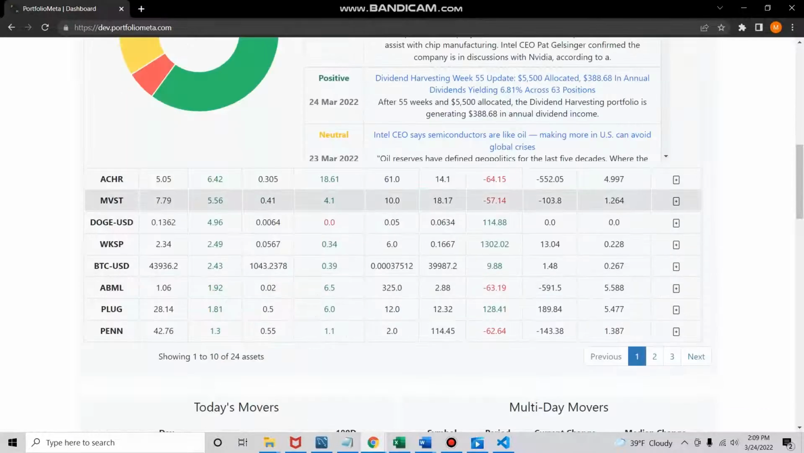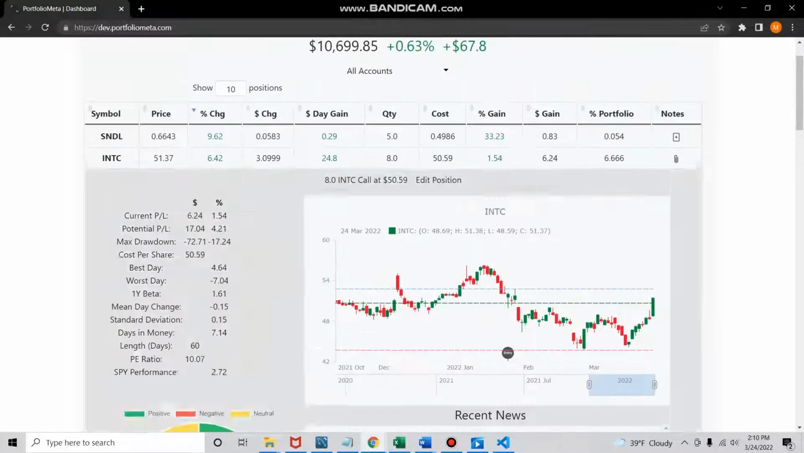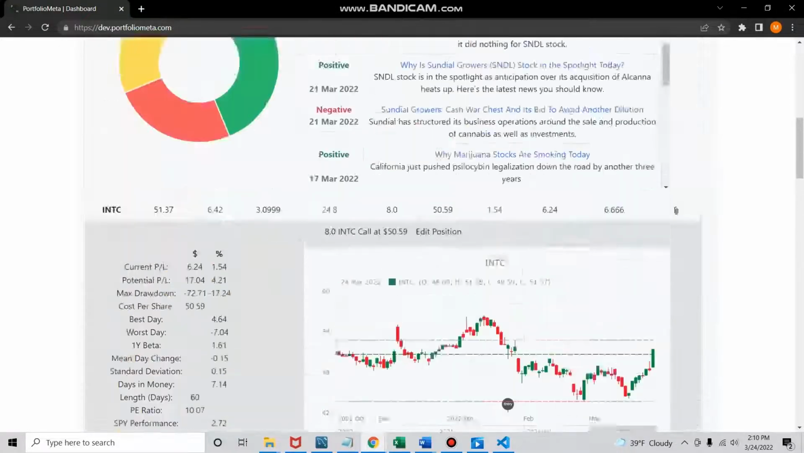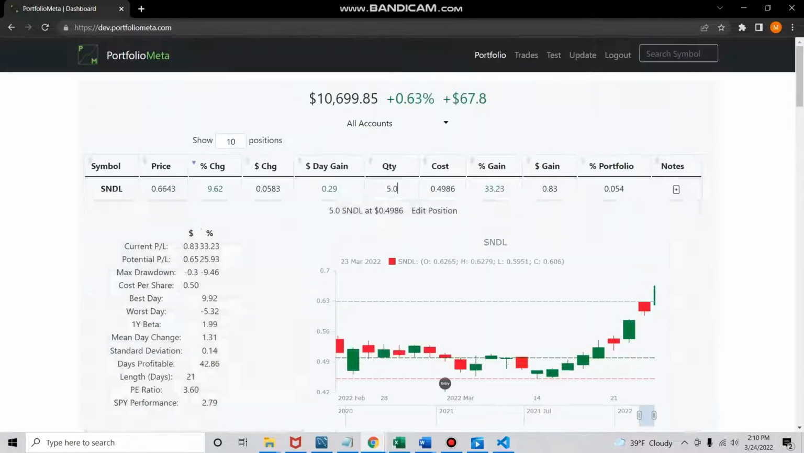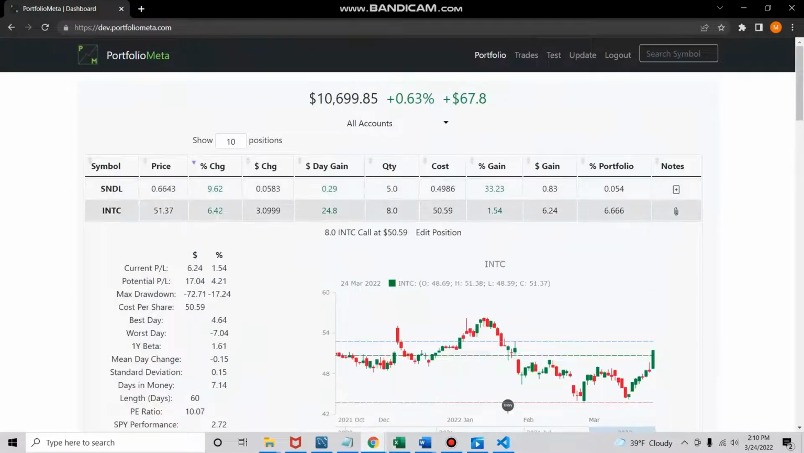And you can have multiple open at one time. And it's just a great, easy way to keep track of what you own. And you don't even need to leave the page to see a chart or to see news on it. It's all right here on one page.